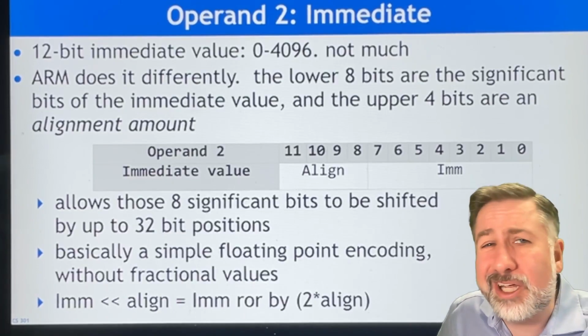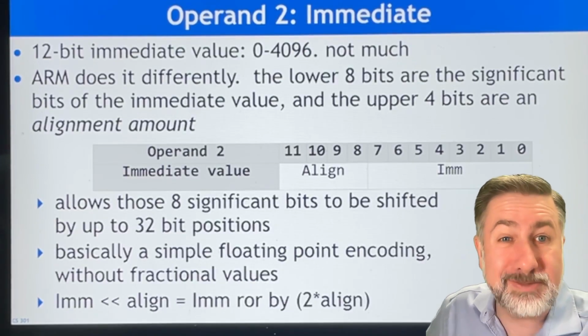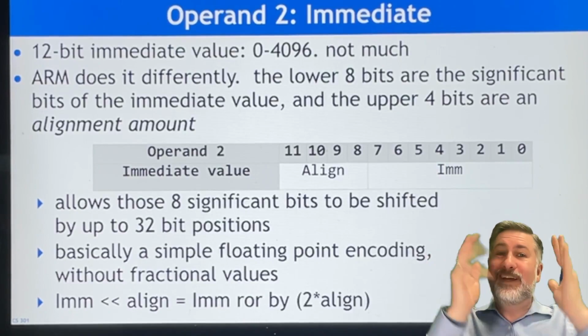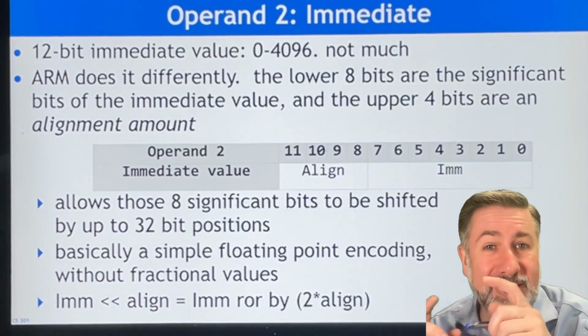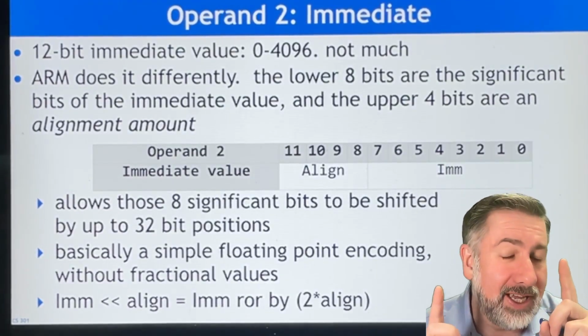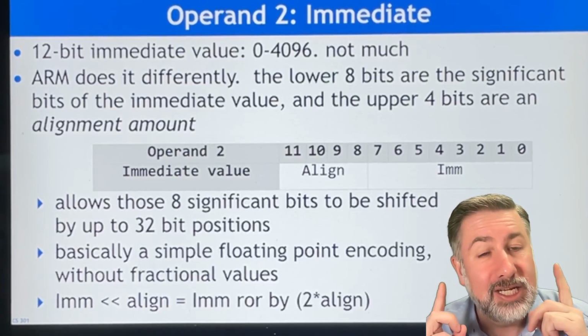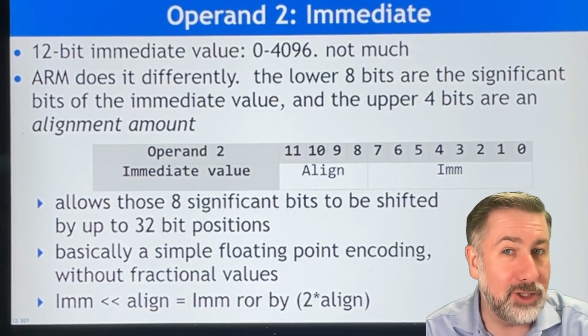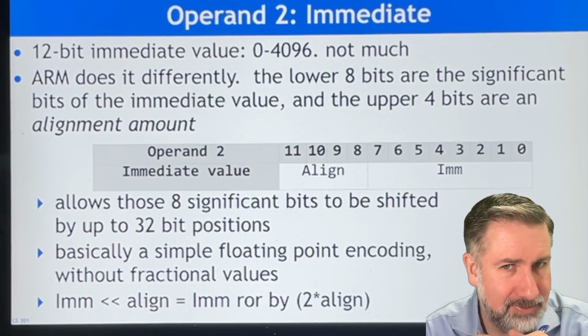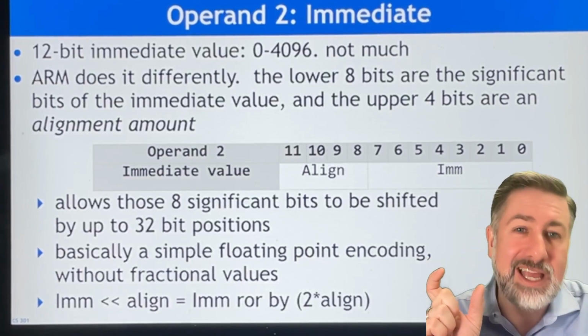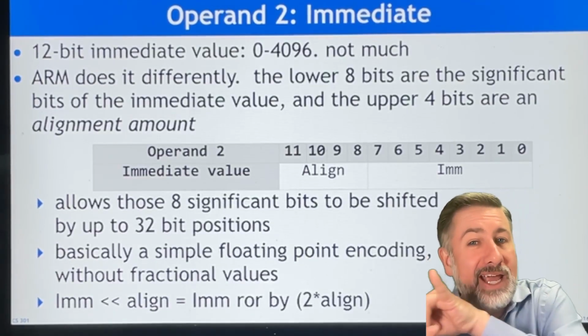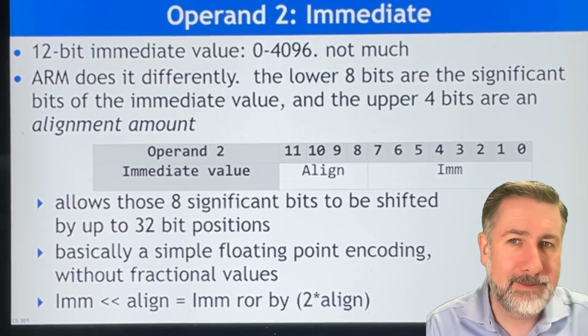So how does ARM get away with only allowing 12 bits to specify an immediate value? Well, here we go, and it's super clever. So what it does is it's worse than that and better. So it says you can store the immediate value in 8 bits. And then it takes the remaining 4 bits and allows you to take those 8 bits and put them anywhere in a 32-bit number. It's really, really clever.